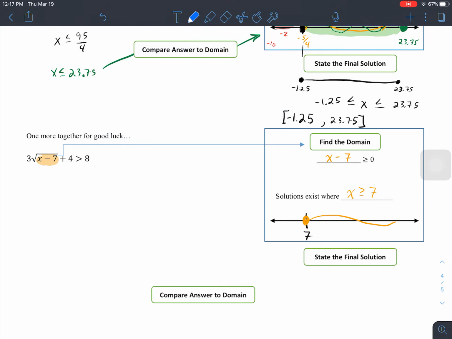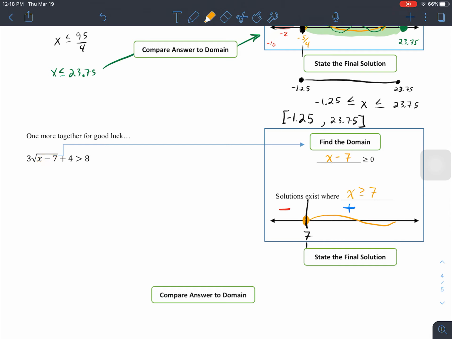Anything to the right, if I plug it in, I get a positive number, which is allowed. Anything to the left of 7, if I plug it in, I get a negative number, which is not allowed. I cannot cross over to that left side. This is the no-go zone. Anything I plug in less than 7 is going to give me a negative number in here, which does not work.